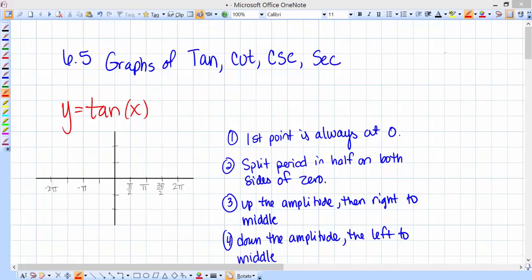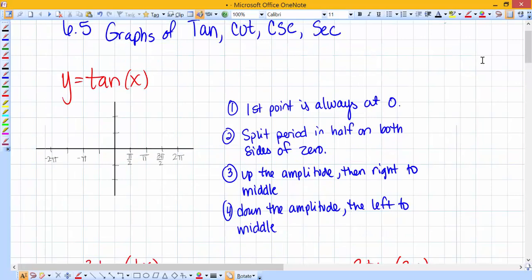6.5. We're going to be graphing tangent, cotangent, cosecant, and secant in this section. We're going to start with tangent and cotangent. If you have your unit circle readily available, get that out please so you can see where I am getting the graph of tangent from. And then off to the side I do have some notes that we will add to our foldable that will hopefully help make graphing this easier.